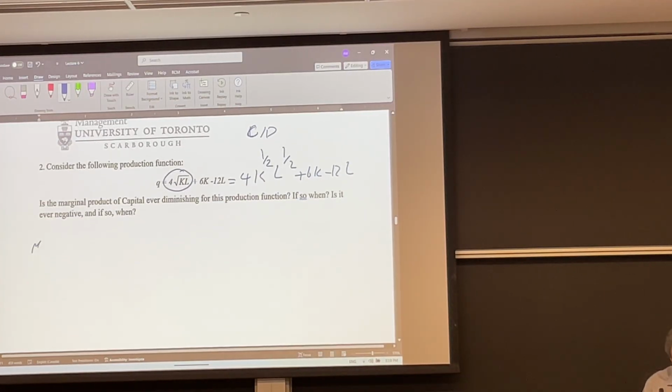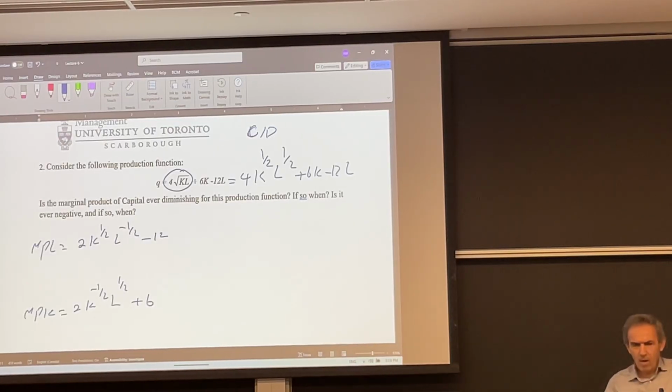What is MPL? MPL is this one. What is MPK? MPK is this one. Two questions. Are the inputs always efficient? Yes or no? Start with the capital. Is the capital always efficient? Yes or no? Efficient means this must be more than 0. Is this always more than 0? Yes or no?